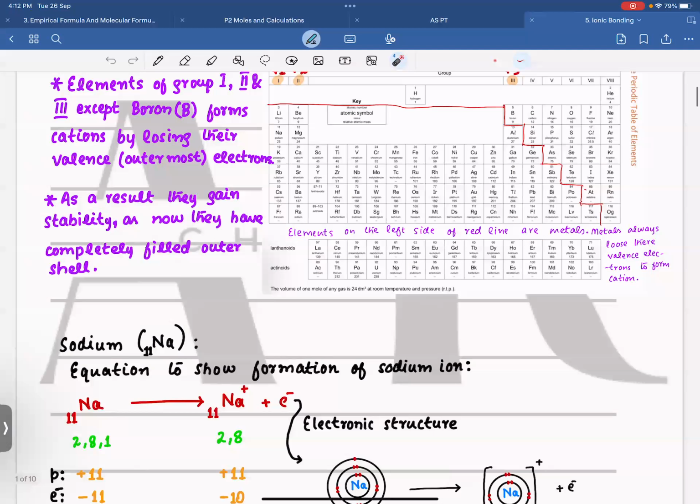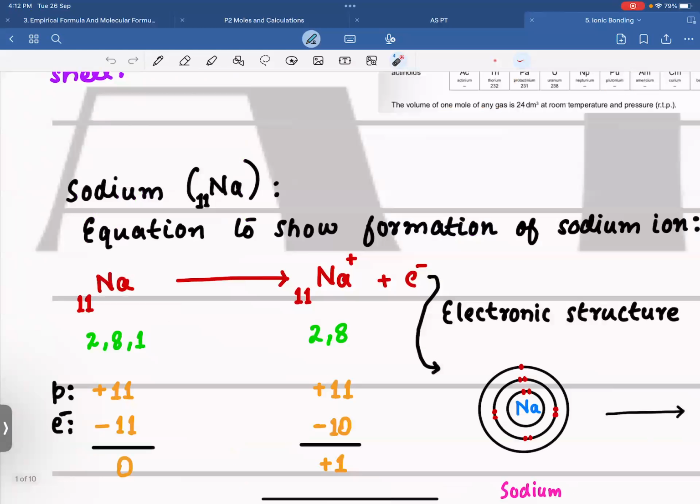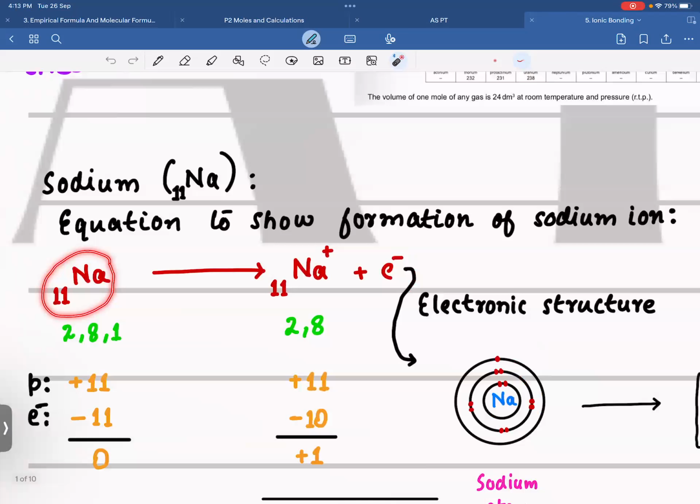So what is happening over here? There is a sodium atom. How many electrons does it have? 11. 2 electrons in the first shell, 8 electrons in the second shell, and 1 electron in the third shell. So in its outermost shell there is 1 electron. To become stable, it loses that 1 electron, and as a result it becomes a sodium ion with 2 electrons in the first shell and 8 electrons in the second shell, and there will be no electron in the third shell. The electron which was in its third shell is removed.